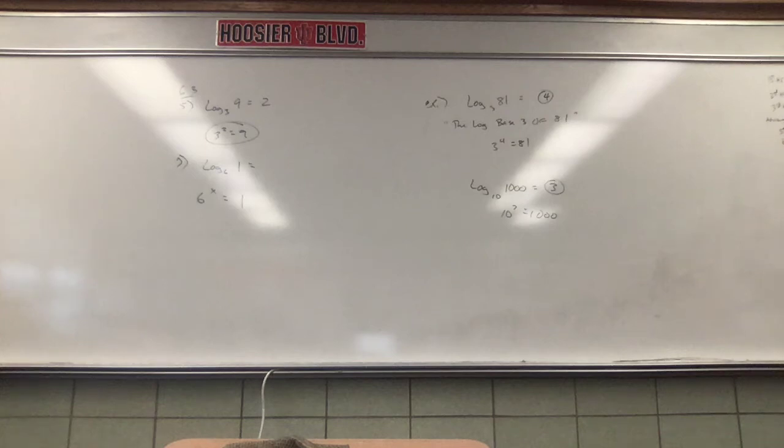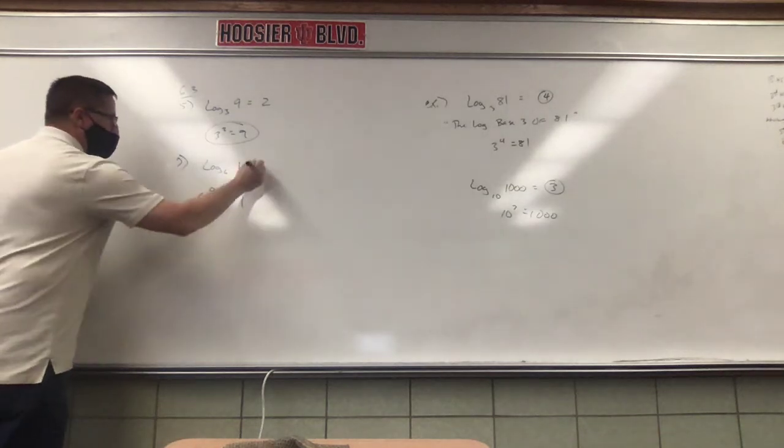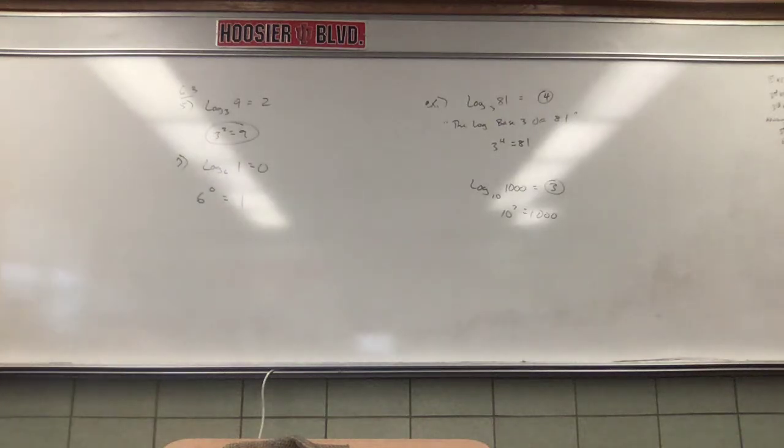Why? Because anything to the power of 0 is 1. Bullseye. Say it one more time. Anything to the power of 0 equals 1. A lot of people always forget that and they think anything to the power of 0 is what? 0. It's not. It's 1. That's okay, but you got it now, right?